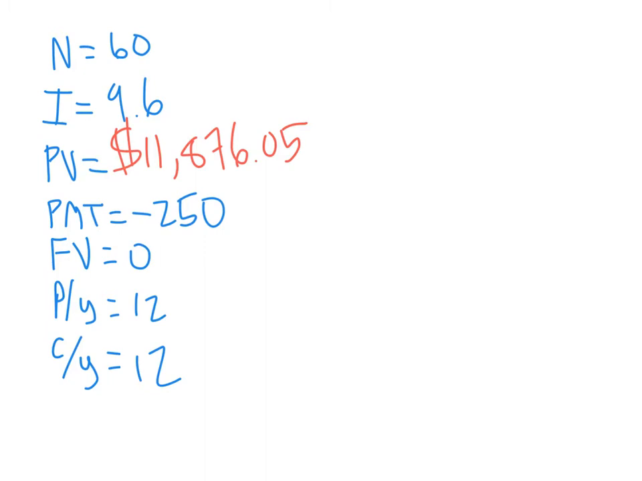$11,876.05. So that's how the present value of annuity problems work, and like I said, we'll pretty much only be seeing those with cars because that's probably the most applicable situation that we'll be in to use that.